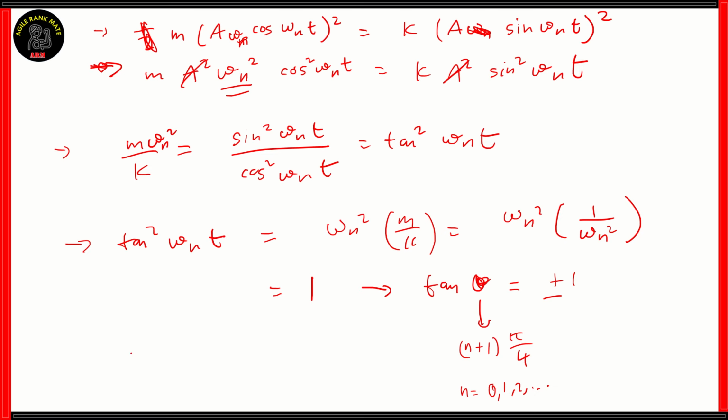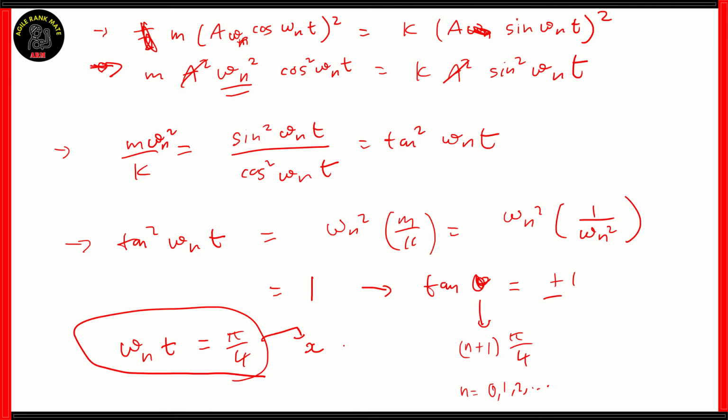So omega n t is equal to pi by 4. So let's consider omega n t as equal to pi by 4. So if omega n t is equal to pi by 4, we will put that value in the equation for x. So since x is A sine omega n t, we will now consider the sine function for pi by 4. The sine function of pi by 4 is 1 over root 2. So therefore the value of x is A over root 2.